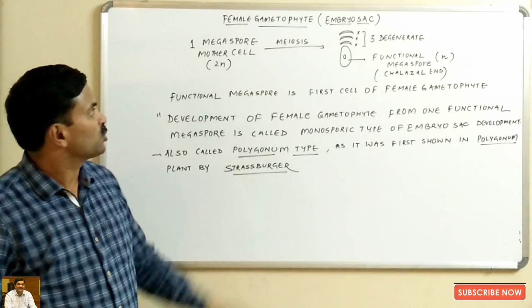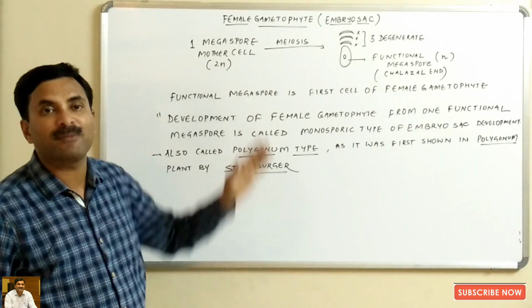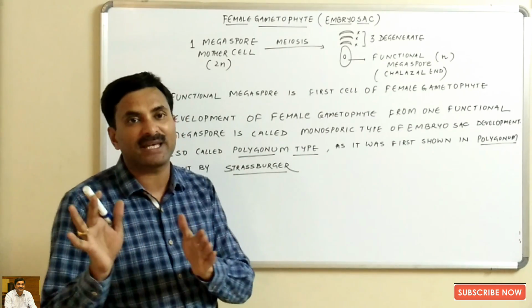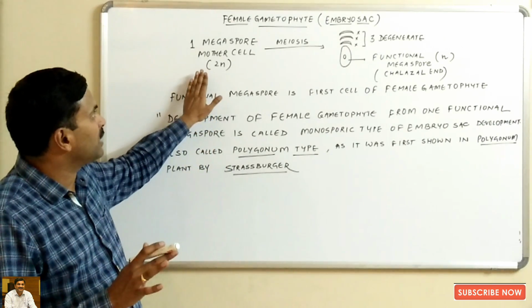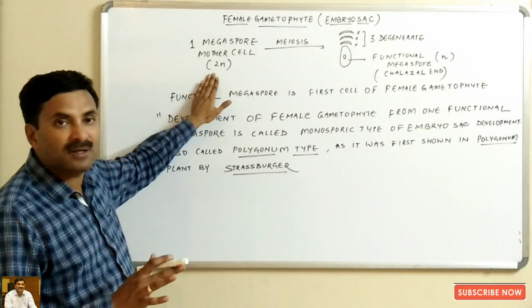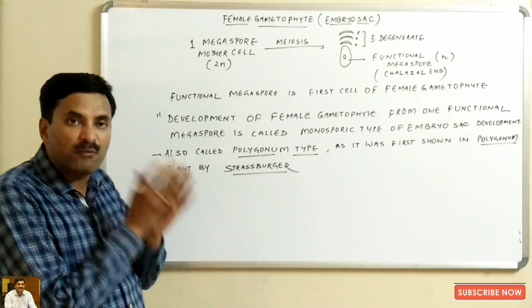Hello students, today we are going to study the development of the female gametophyte. The female gametophyte is also called the embryo sac. You must know how the embryo sac is formed. Before studying this, you must know that there is one megaspore mother cell, which is actually present in the ovule.